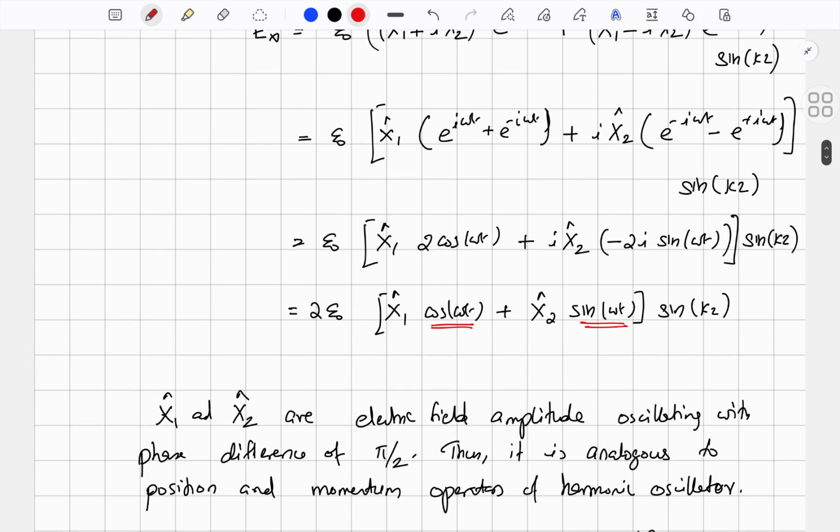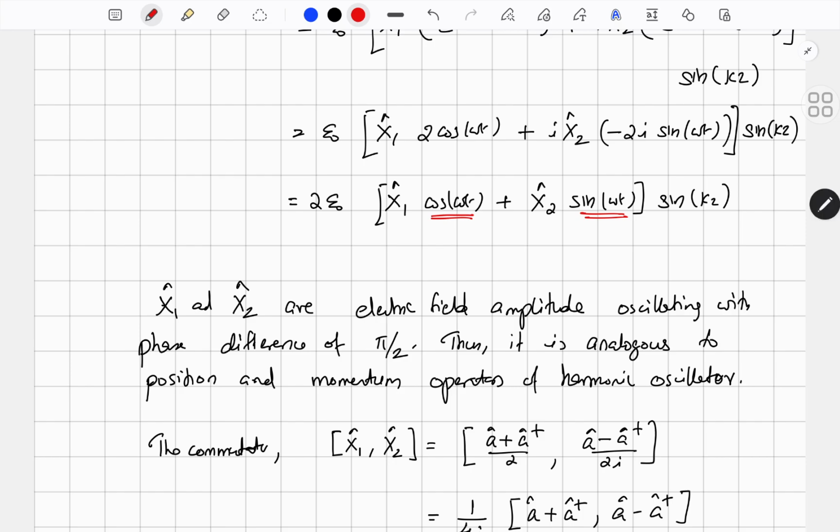So therefore I can say that x1 and x2 are the electric field amplitudes oscillating with a phase difference of pi by 2. We can see this kind of operator in harmonic oscillators as well, so it is analogous to the position and momentum operators of the harmonic oscillator. Remember, there is no exact meaning for position and momentum operators for the field in quantum optics, but x1 and x2 have a similar mathematical structure to the position and momentum operators that we have already dealt with in the harmonic oscillator problem.